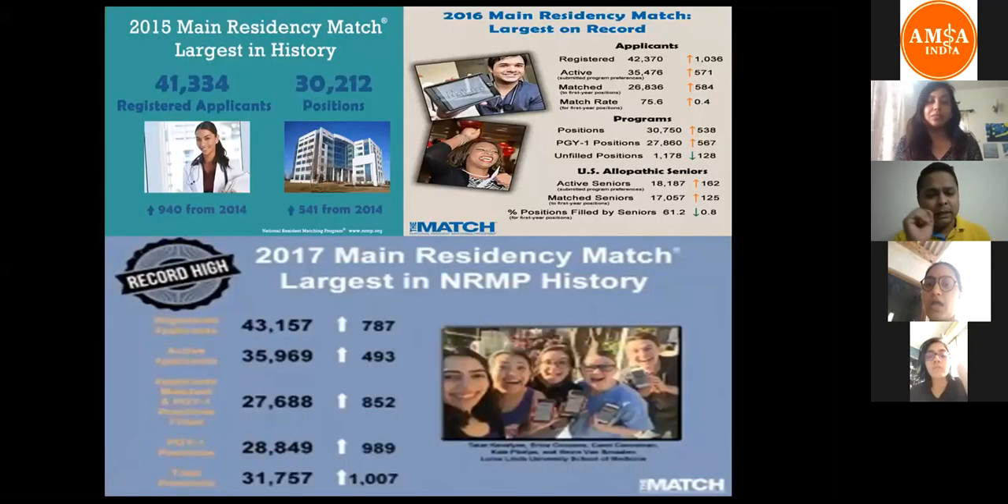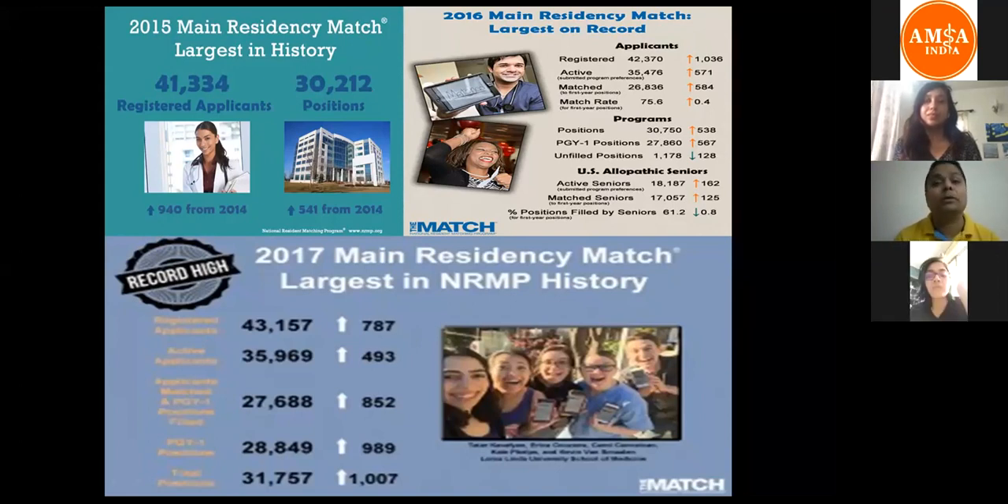Now, if you check your screen, it is clearly mentioned. I would like to share with you the last 5 to 6 years of statistics, so it becomes historical data for us to come to a conclusion whether it's not by fluke, but it actually works in the IMG's preference. So if you see that in the year 2015, on the left of your screen, it clearly mentions that there was a total of 41,334 registered applicants who had applied for the residency in the US. And in the same year, the total number of positions offered by the US universities was about 30,212, right?